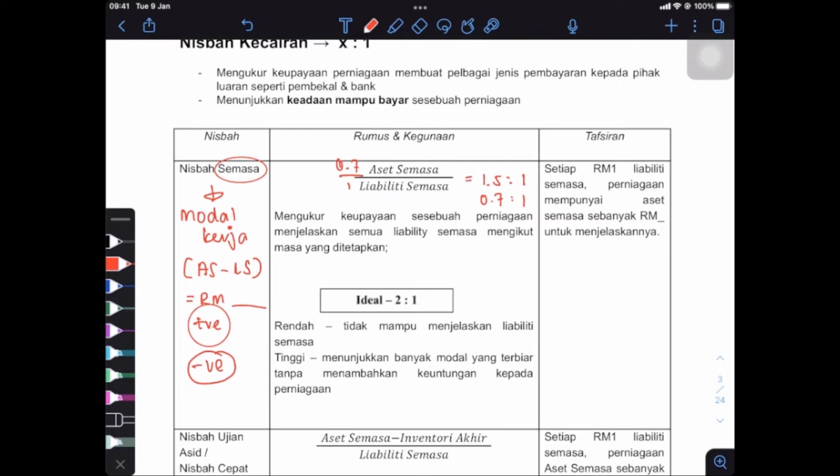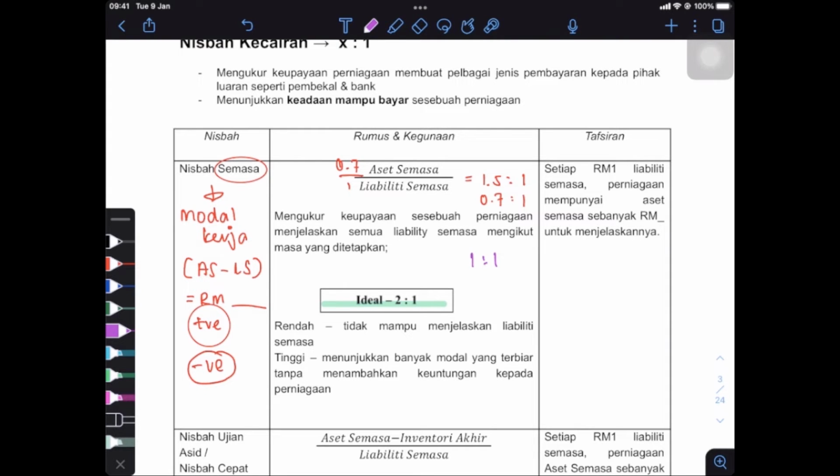Okay. But the ideal for your business, in general, we will say that is 2 to 1. So for each 1 ringgit of liability semasa, you need to have 2 ringgit of asset semasa in your business for you to be safe. Safe as in you have enough money to pay back your liability when they are due. Okay. Why do we need 2 to 1? Why can't we just have 1 to 1?